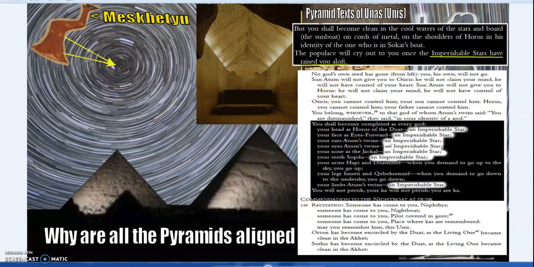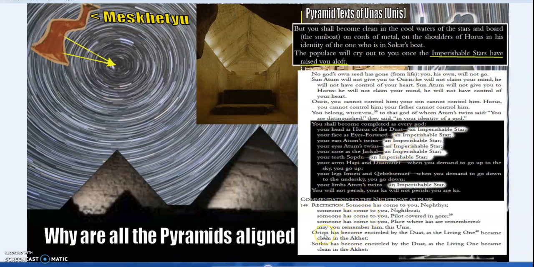We'll come back to this, but if we look at the text, the imperishable stars have raised you aloft. Now this is another important passage. Your head is Horus of the Duat, an imperishable star, Atum's twins, Atum's imperishable star, the jackal, Sopdu, imperishable star. Now you'll find these are not the only references; there are multiple references to imperishable stars, and even that the boat will take you to this particular place.